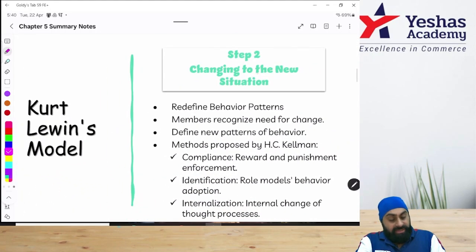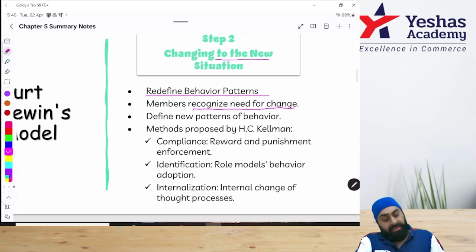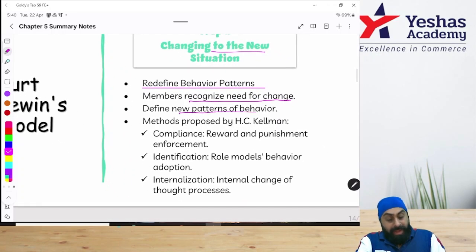Second, you're changing people into a new situation. Redefine the behavior pattern. Members should recognize the need for change, why the change is important. Develop new patterns of behavior. Method proposed by H.C. Kelman: he says, reward and punishment. People who accept change, give them rewards. People who do not, punish them. Role model behavior. Create a role model.